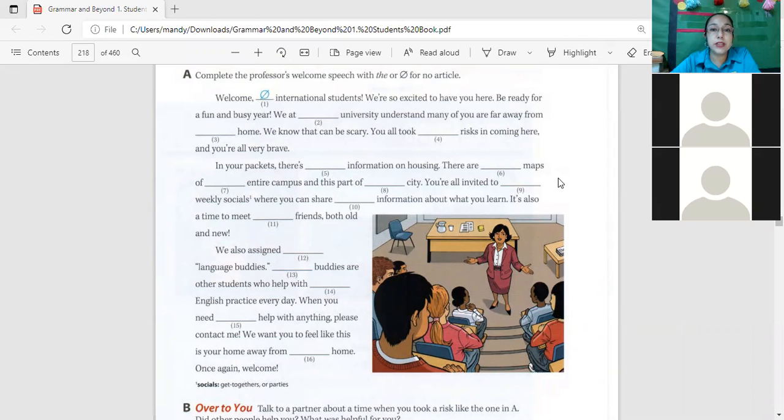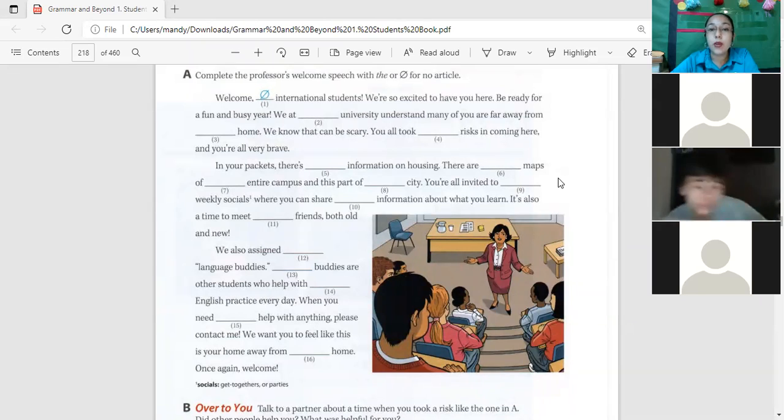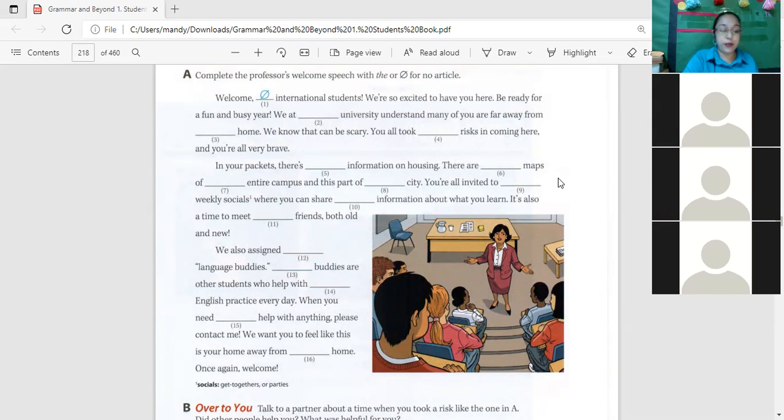Welcome, international students. In that case, we don't use an article. We don't say welcome the international students. Why? Because this one is plural. We're so excited to have you here. Be ready for a fun and busy year. Number two: we use an article or no article in that case. We say the university, or we don't say anything? We add university. What do you think? No article. Yes, so in that case, we write a symbol. Exactly.